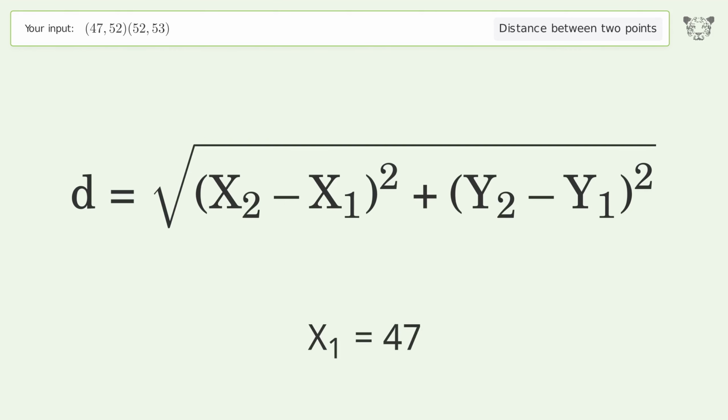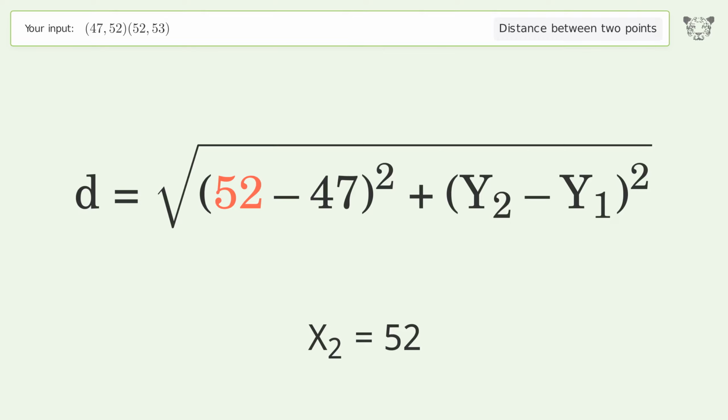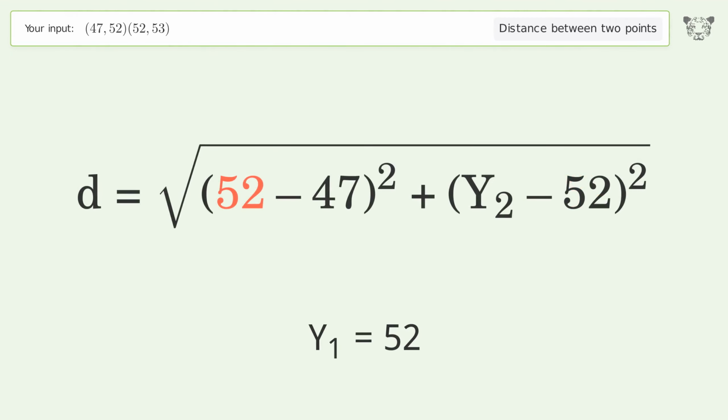x1 equals 47. x2 equals 52. y1 equals 52. y2 equals 53.